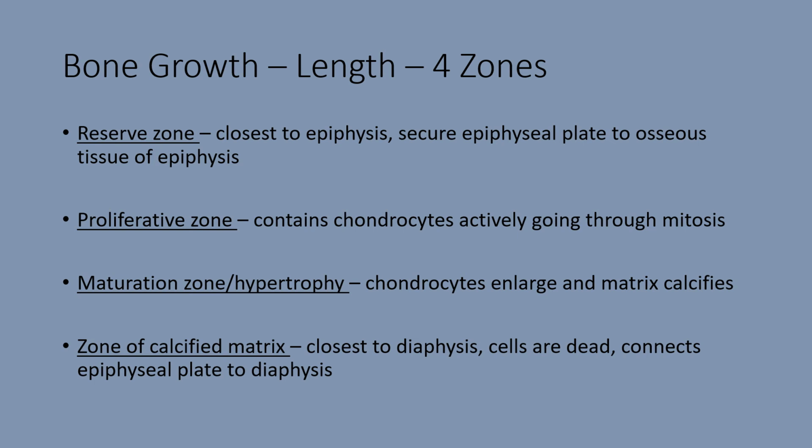The proliferation zone is the next zone. It contains the chondrocytes, which are very actively going through mitosis. So they're very actively growing in this area. The third layer is the maturation zone. This is where the chondrocytes are going to enlarge. The matrix is starting to calcify. So it's starting to harden in there.